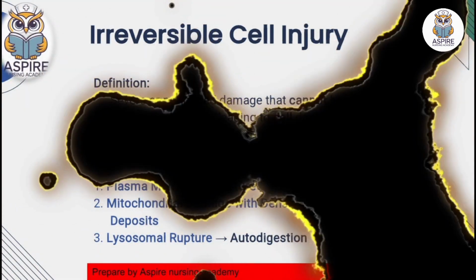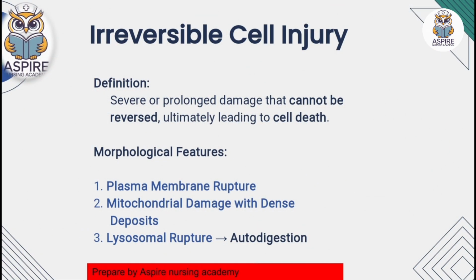But if you don't, irreversible cell injury, then the injury becomes permanent and the cell can no longer survive. This is what we call irreversible injury, and it leads to cell death. Features of irreversible injury. 1. Rupture of the plasma membrane, the cell bursts. 2. Severe mitochondrial damage with calcium deposits. 3. Lysosomal rupture, the cell digests itself.